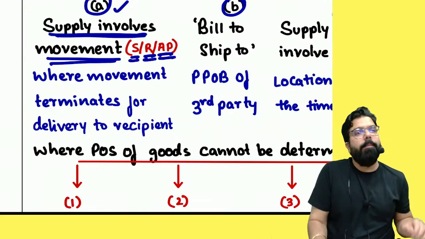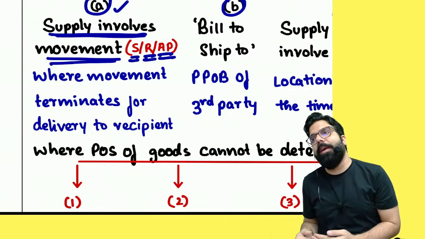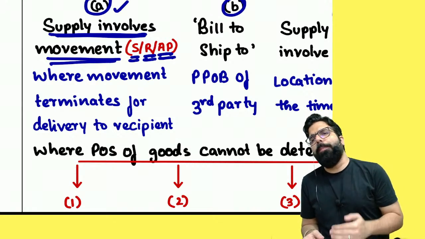or any other person. For an example, I am in the state of Karnataka. I sold some goods to supposingly Viresh.